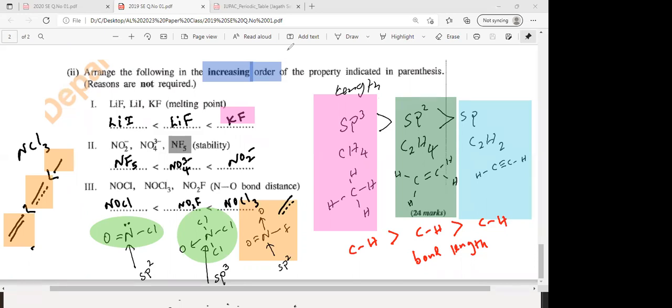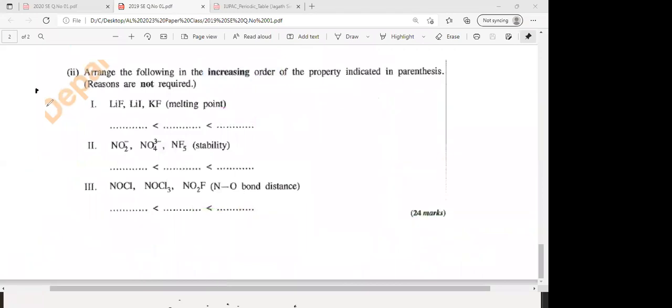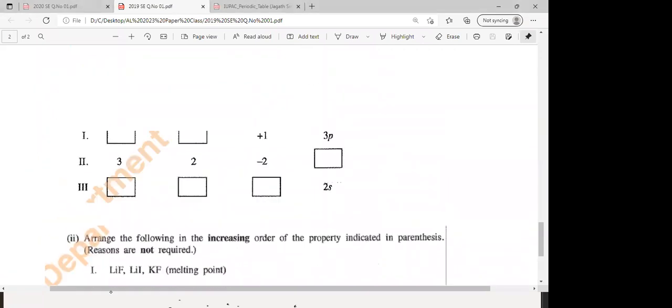Okay, I'll erase the screen now. Now that's the end of this paper.